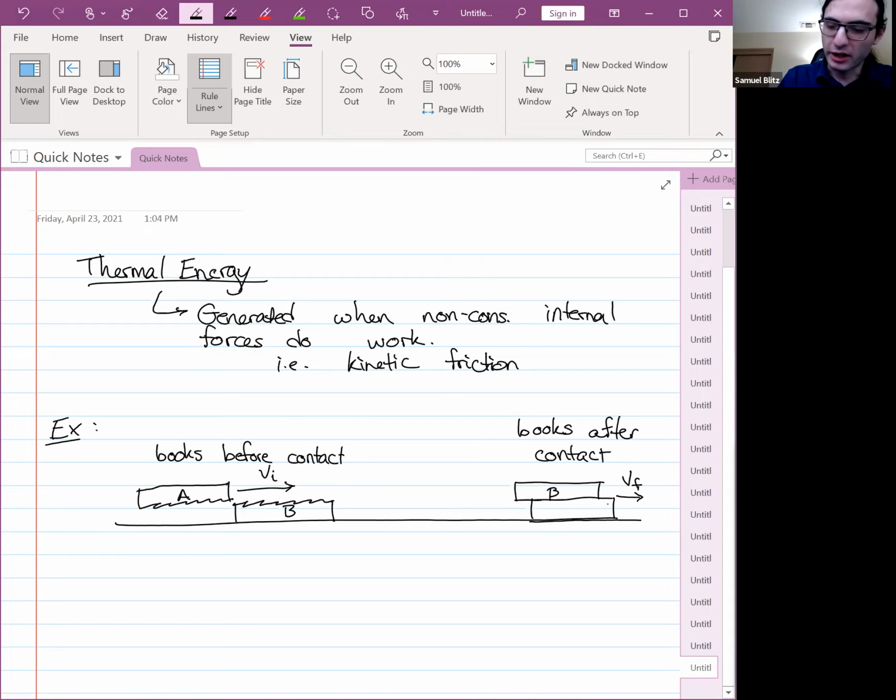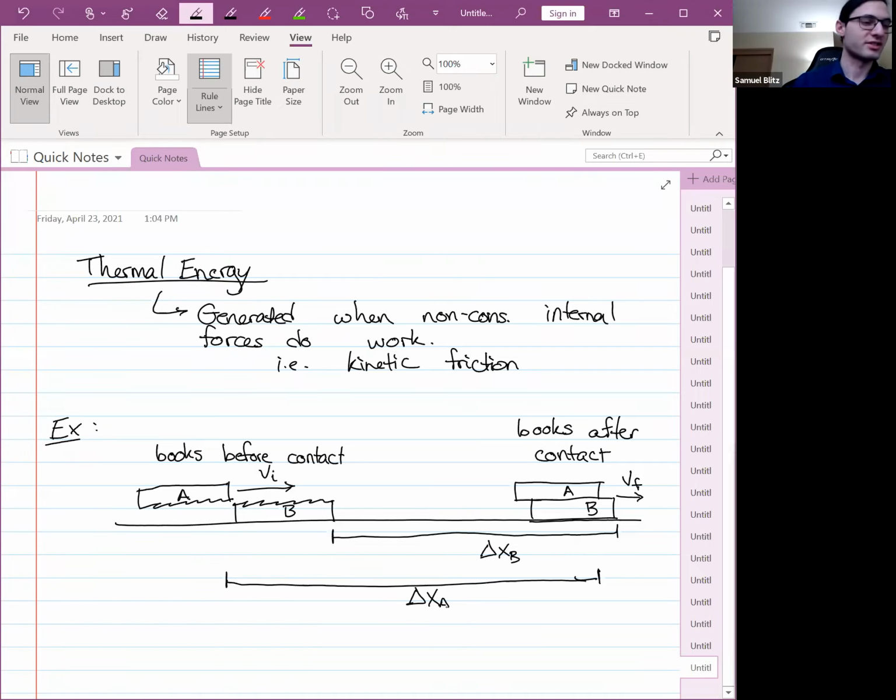Just for the sake of our computations, let's label some distances. Okay, so the distance that book B moves, let's call that delta XB. And the distance that book A moves, which is going to be a further distance, remember, because it's starting off not on top of book B, is delta XA. So those are just some labels, just so that we can understand the problem.